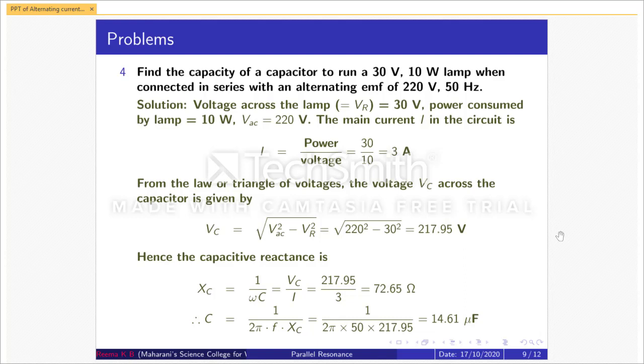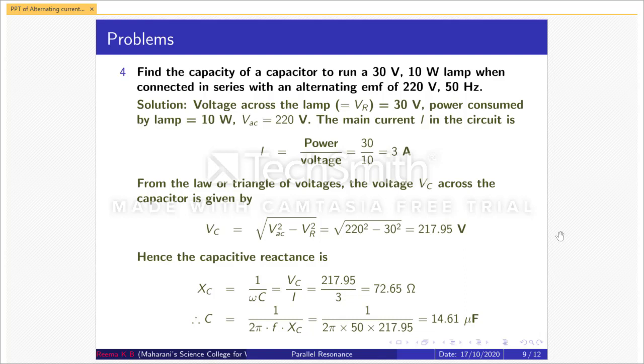The main current I in the circuit is given by I = power by voltage, which is equal to 3 amps. From the law or triangle of voltages, the voltage Vc across the capacitor is given by Vc = square root of Vac square minus Vr square. Substituting for Vc, we get Vc = 217.95 volt.